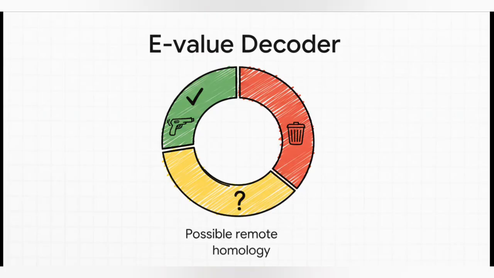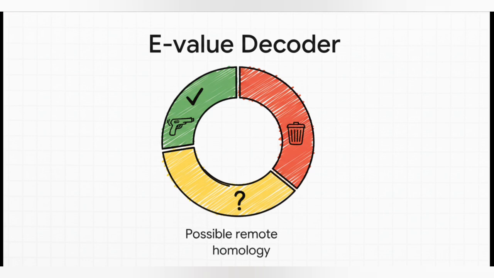And here's a handy little decoder ring for when you get your results back. If your E-value is down in that green zone, less than 1 E50, you have found a direct relative. It's a slam dunk. If you land somewhere in the middle, you might have a clue, a possible lead for a very distant relationship. But if you're up in the red zone with an E-value over 10, you're almost certainly looking at random noise. Case closed.